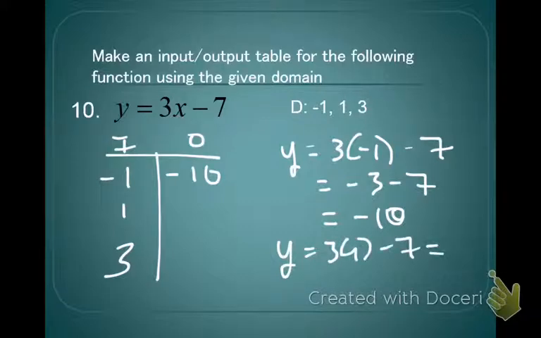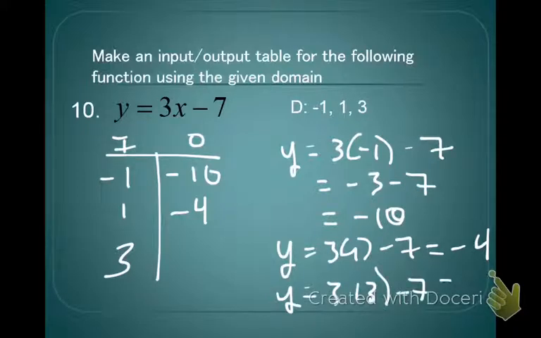Three times 1 is 3. 3 minus 7, negative 4. And then you plug in 3. 3 times 3 is 9. 9 minus 7 is 2. Okay? There's your input, output. This is definitely a function because if you look, each input maps exactly to one output. And now you've got your domain and range.